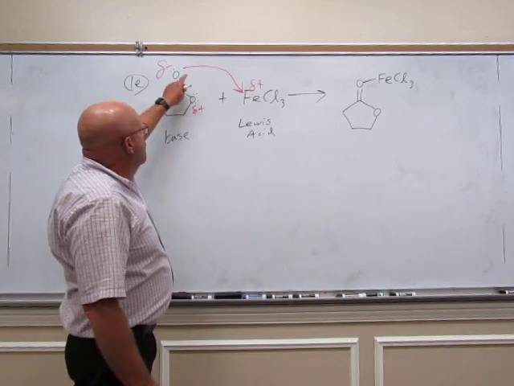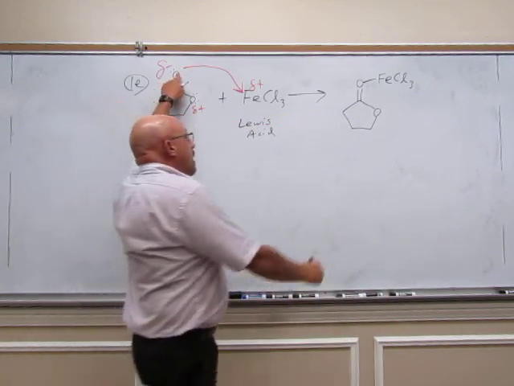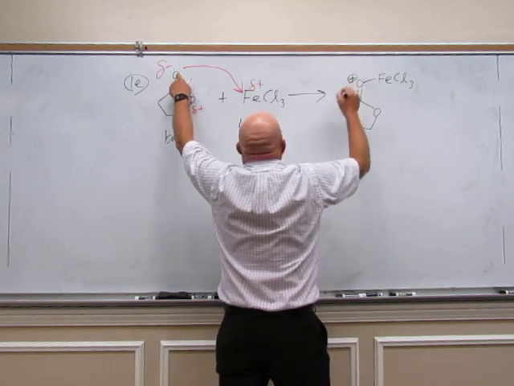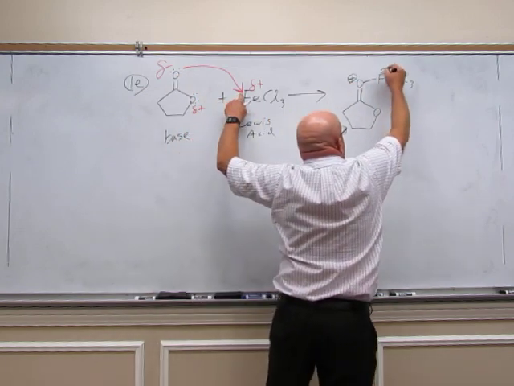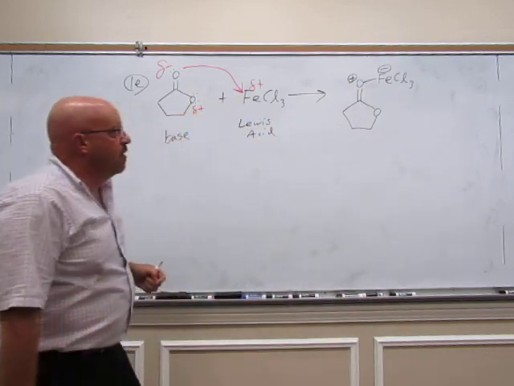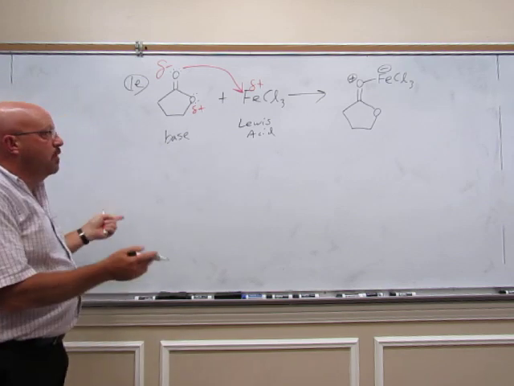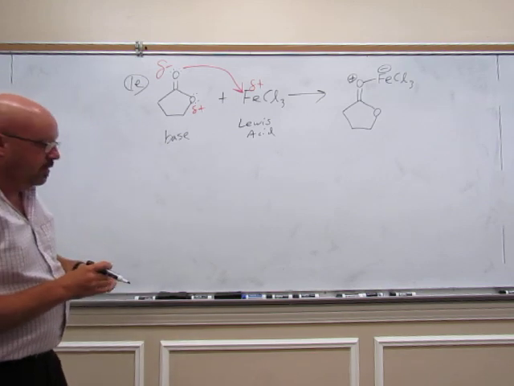Now let's get our charges on. Initial tail becomes more positive by charge, so that oxygen has a full plus charge. Final head becomes more negative by charge, so the iron has a negative charge. We're finished. This was a Lewis acid base reaction.